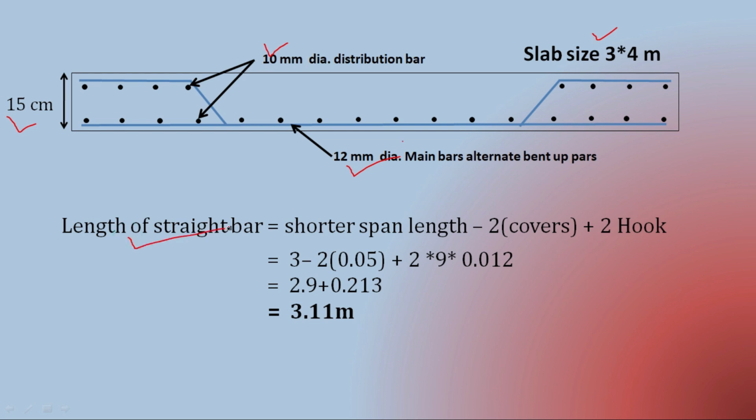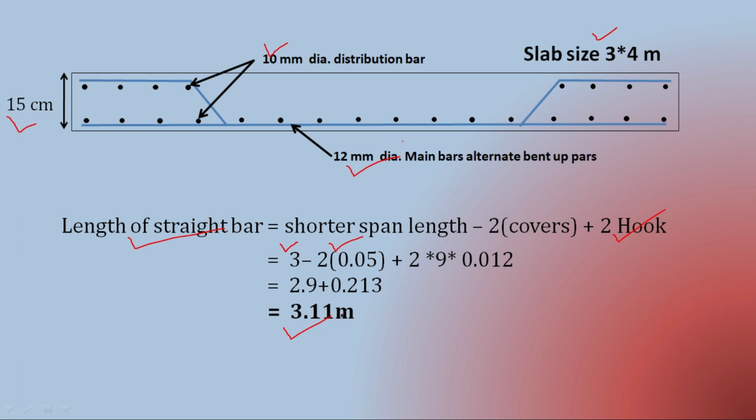So the length of the main bar, which is straight, is equal to the shorter span length. The shorter span is 3 meters, minus side cover or end cover. You know that we generally consider 5 cm as the end cover or side cover. So we have two sides, so I have deducted 2 into bracket 0.05, plus 2 multiplied by 9 times the diameter of the bar, which is the formula for the hook. After calculations we get 3.11 meters as the length of the straight bar.